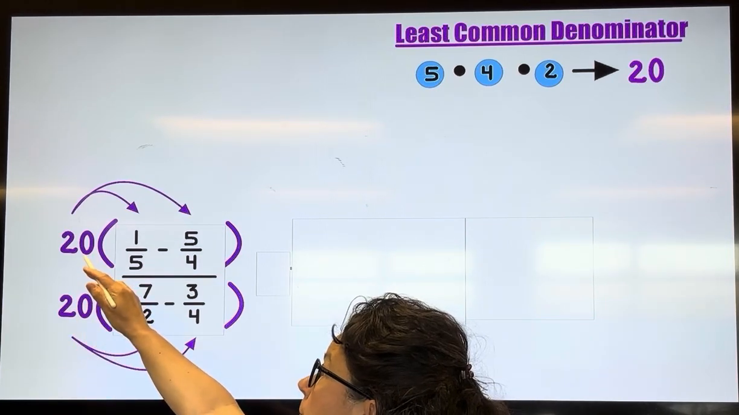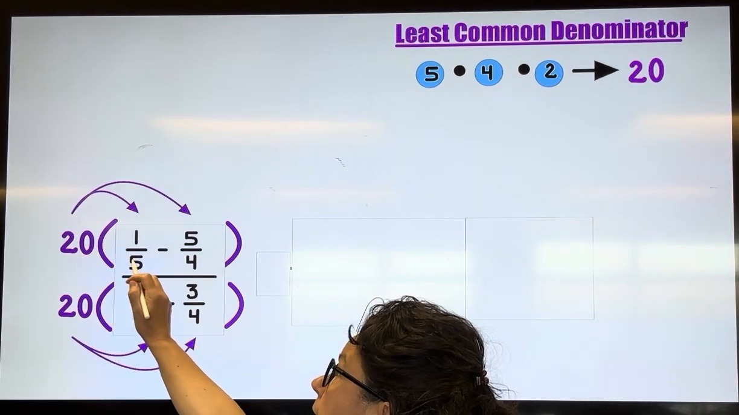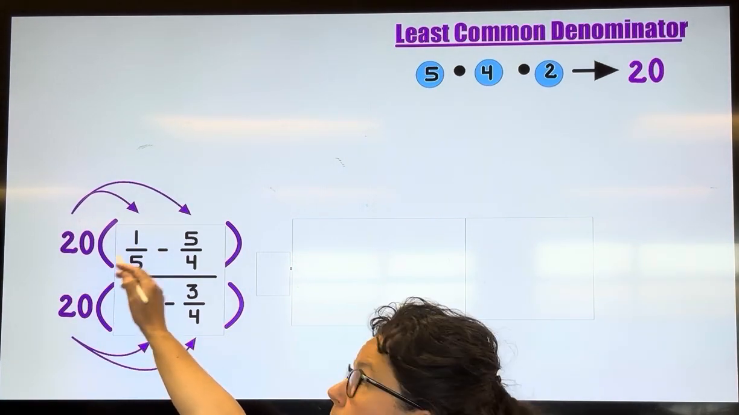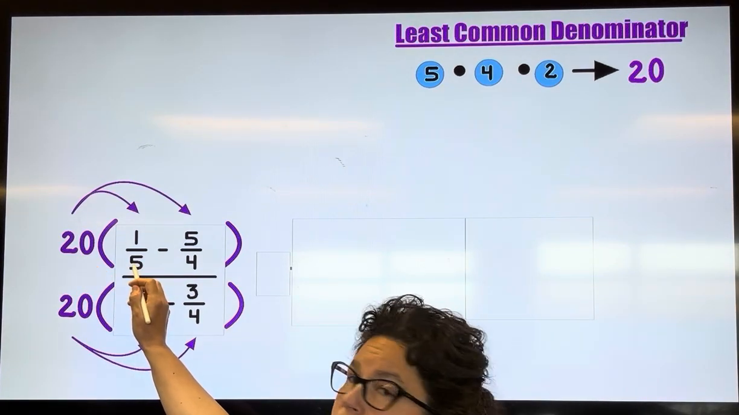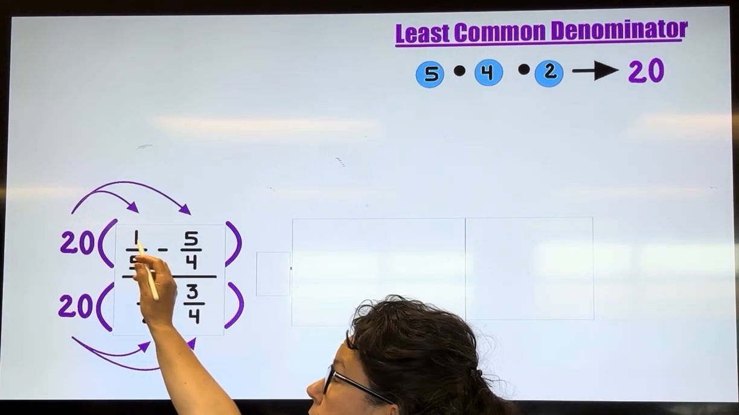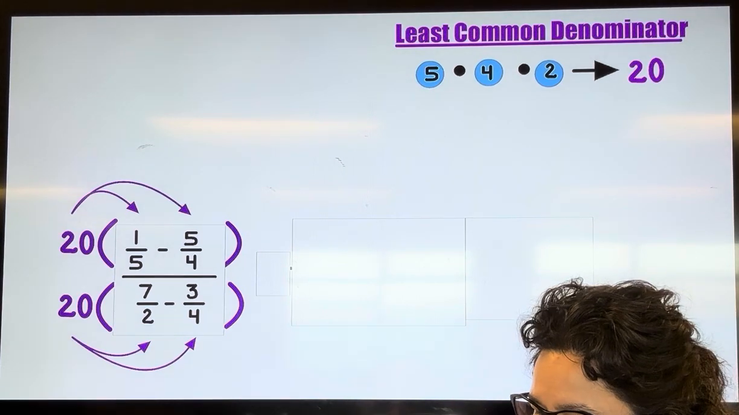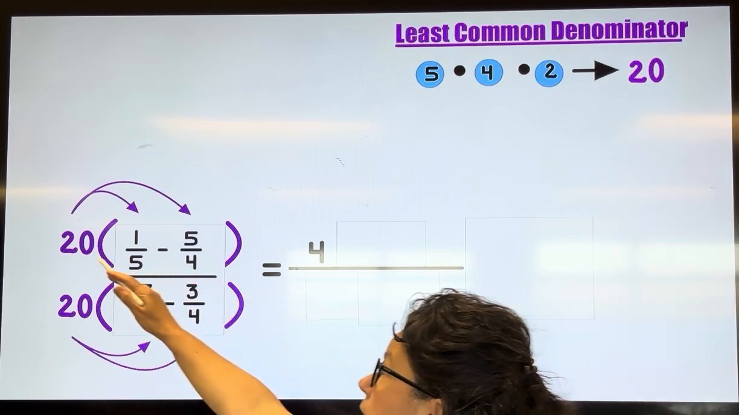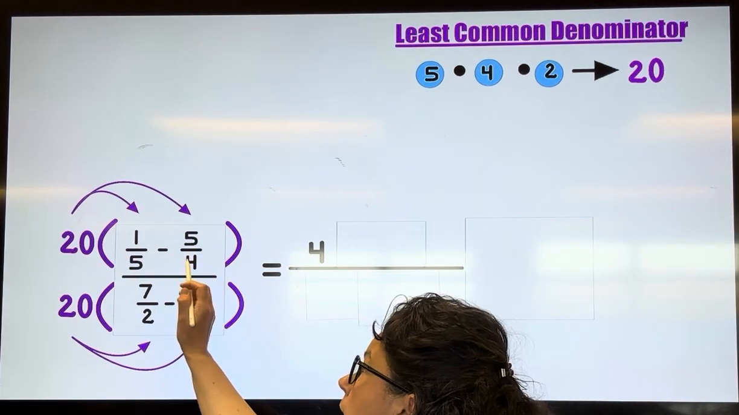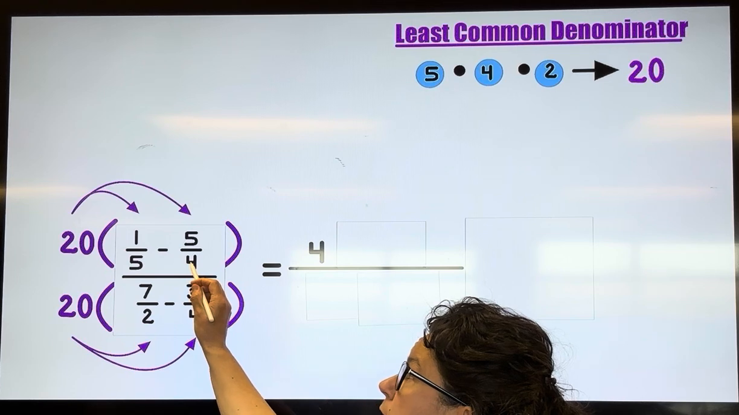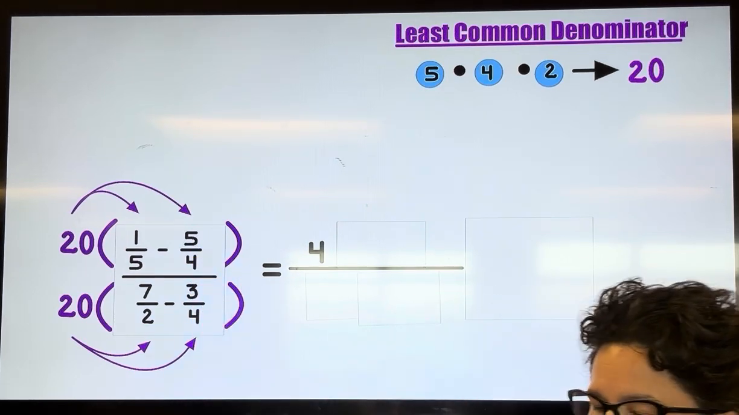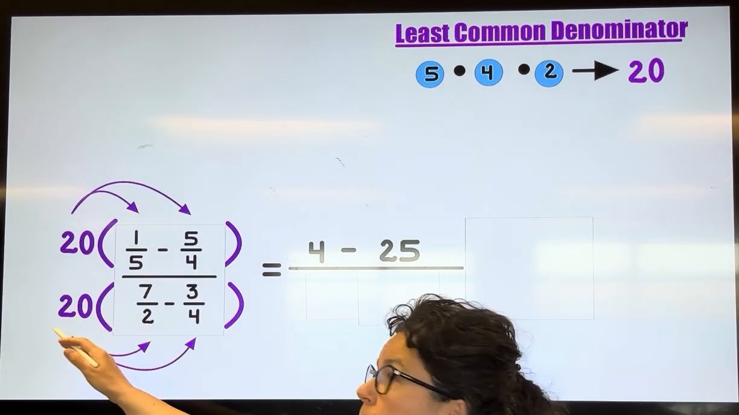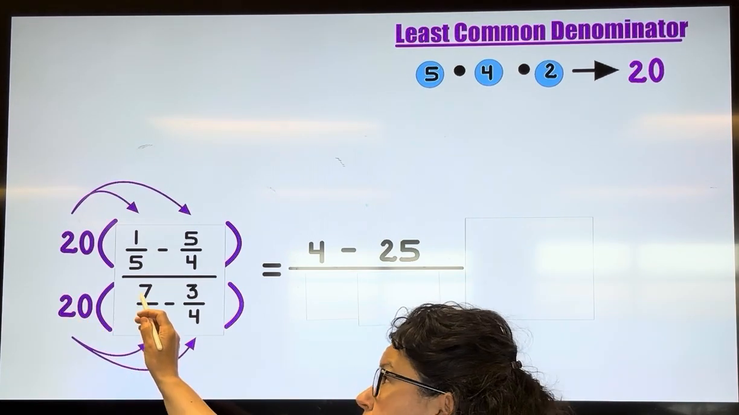So if I multiply by 20, when you multiply by a fraction, you're dividing by the bottom and multiplying by the top. So 20 divided by 5 is 4, and 4 times 1 is 4. So this is going to be, so far, 4. Then this times this, 20 divided by 4 is 5, and 5 times 5 is 25, so I have minus 25.